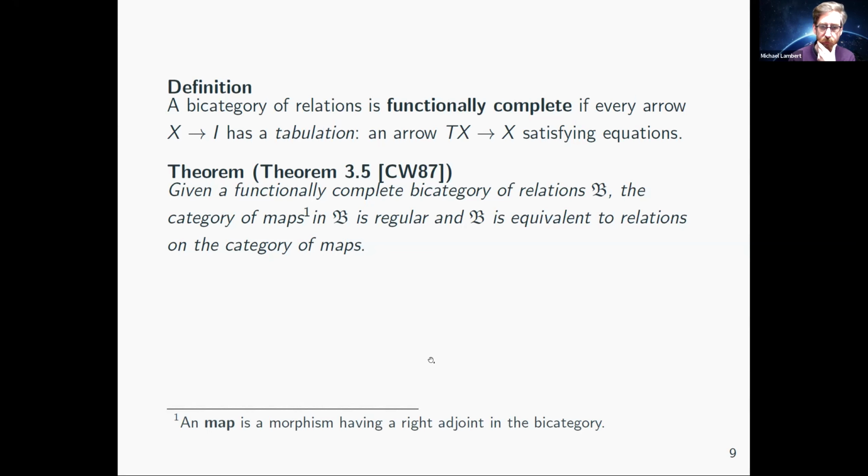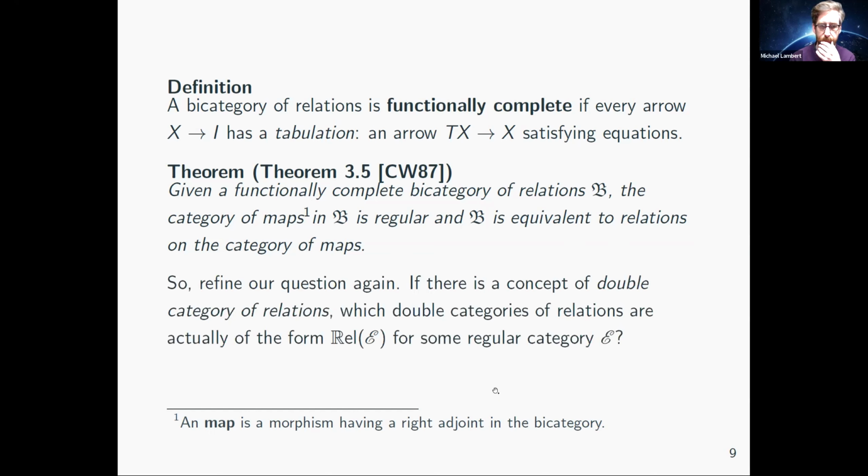Okay, so this kind of tells us more what we have to do, right? We're starting with a Cartesian equipment. We'll probably say it's locally posetal. We'll say it has tabulators, and then we have to somehow find some sort of regular category that's built into the structure, and then we'll actually show that it's equivalent to relations on that category.